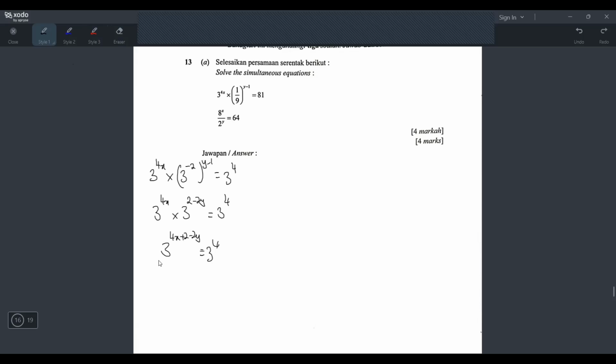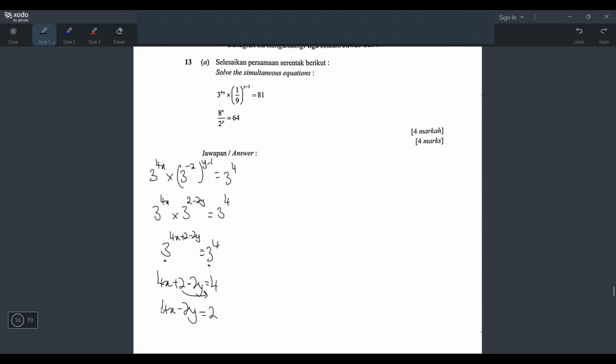You can compare. Okay, what do I mean by compare? It means both sides are already the same base, right? Can you see this one is base 3, this one is base 3, so both are the same base. It means the power should be the same also. It means 4x plus 2 minus 2y can equal 4. Okay, and now you can get your first equation already. So 4x minus 2y, I think the 2 you can move it there. 4 minus 2 you'll get 2, right? So this is your first equation, right?